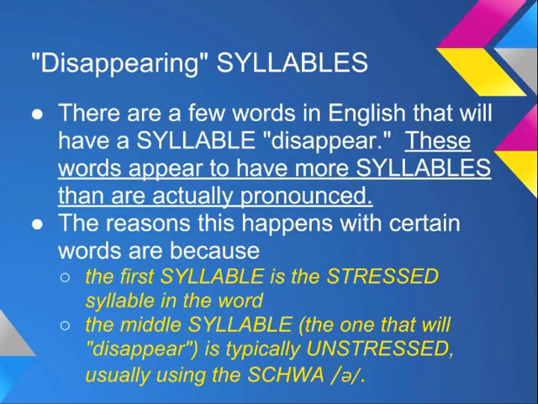Finally, one pattern that is often very confusing is referred to as the disappearing syllable pattern. There are a few words in English that will have a syllable disappear. These words appear to have more syllables than are actually pronounced. The reasons this happens with certain words are because the first syllable is the stressed syllable in the word. And secondly, the middle syllable, the one that will disappear, will typically be an unstressed syllable anyway, usually using the schwa in its original pronunciation.